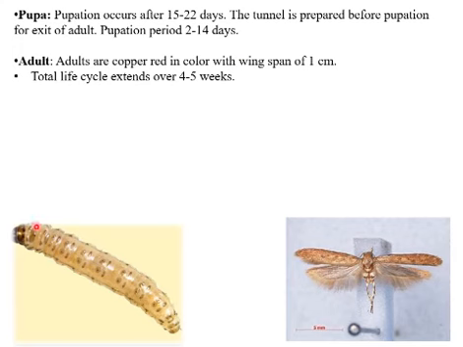This is the larva of the stem borer and this is the adult. Generally pupation occurs after 15 to 22 days. The tunnel is prepared before pupation for the exit of the adult, and the pupation period is around 2 to 14 days. Adults are copper red with a wing expansion of 1 cm. Total life cycle extends over 4 to 5 weeks.